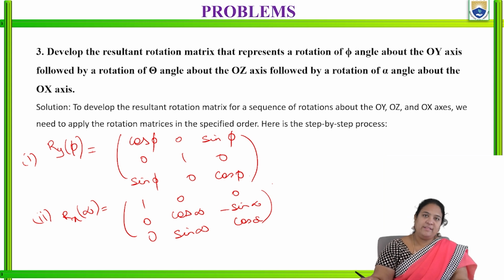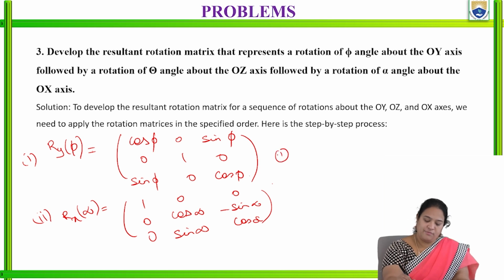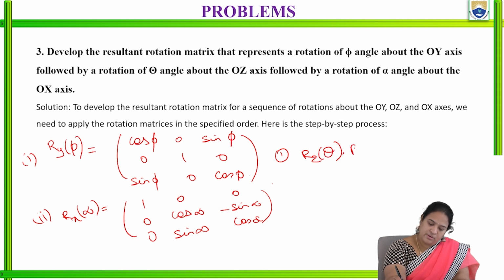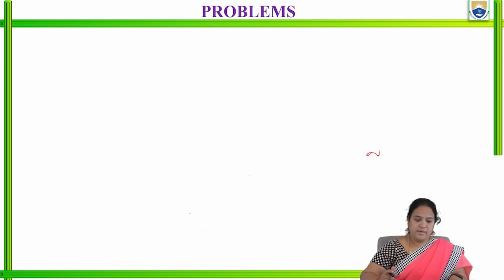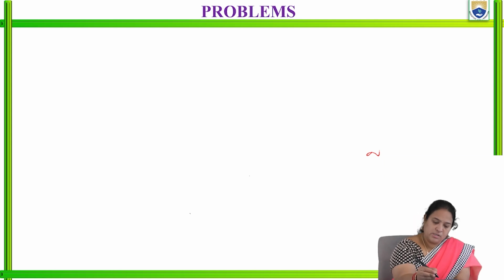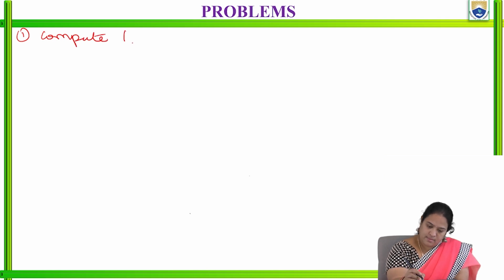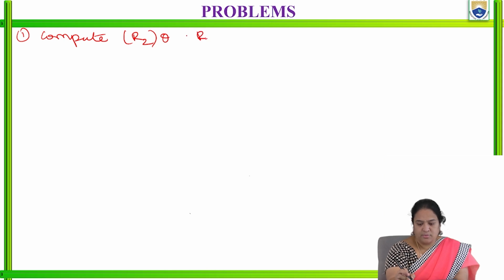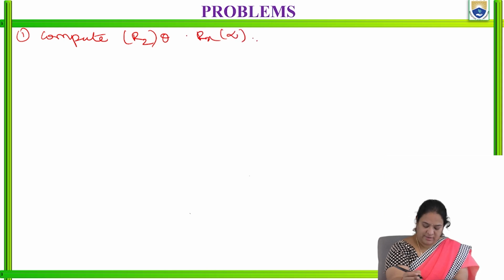Right, to obtain this particular result, now we need to compute Rz of theta into Rx of alpha. So how do we write this particular equation now? So first one, compute Rz of theta into Rx of alpha, right?